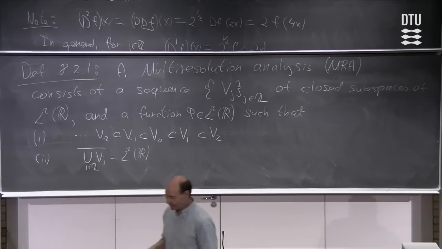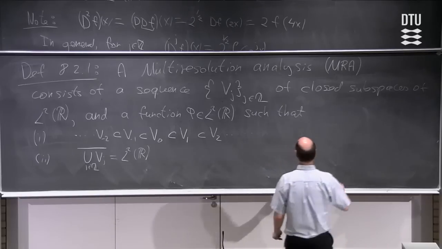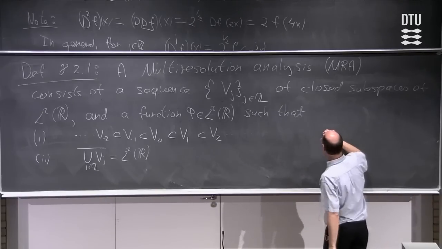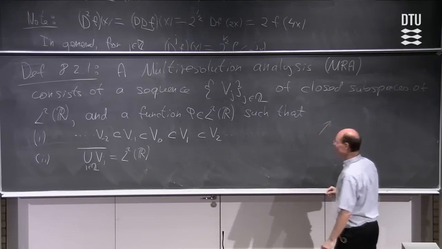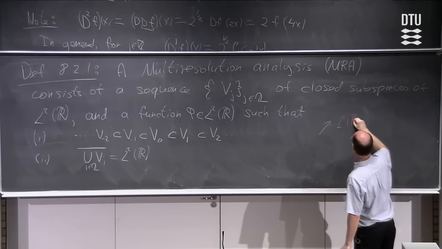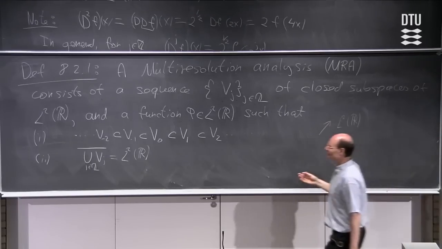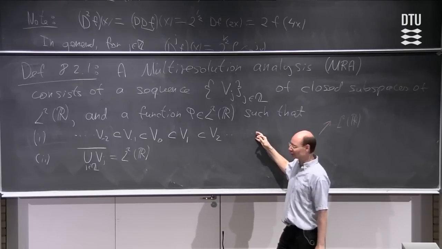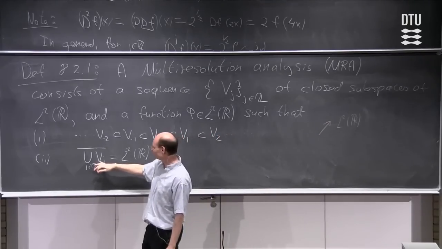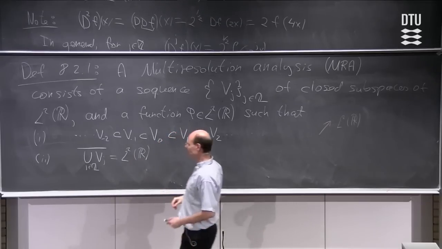Some people in engineering literature will write that in a little bit more sloppy way. They'll write the spaces like this, and then they'll say, okay, these spaces increase up to L2 of R. But this is not a very exact way of formulating. The exact way of saying that these spaces end up filling L2 of R is that we take the union of the spaces V_j and we take the closure, then we get L2 of R.